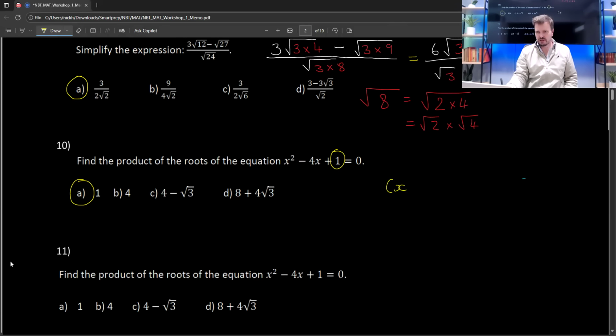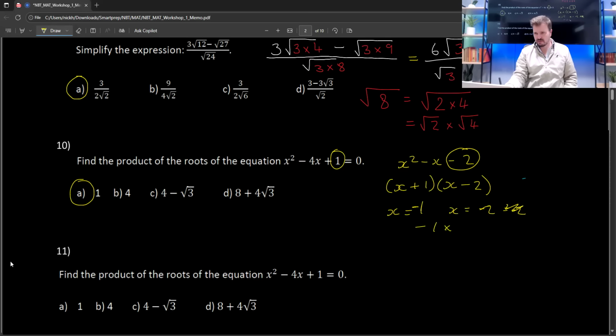I'll just show that for the curious people doing pure maths. Maybe I should. What are the roots here? The roots will be -1 and 2, right? And what's -1 times 2? -2, right? And if I multiply this out, I get x squared minus x minus 2, right? So do you see the -2 is the product of those two roots? -1 times 2 gives you -2. Okay, so brief explanation.